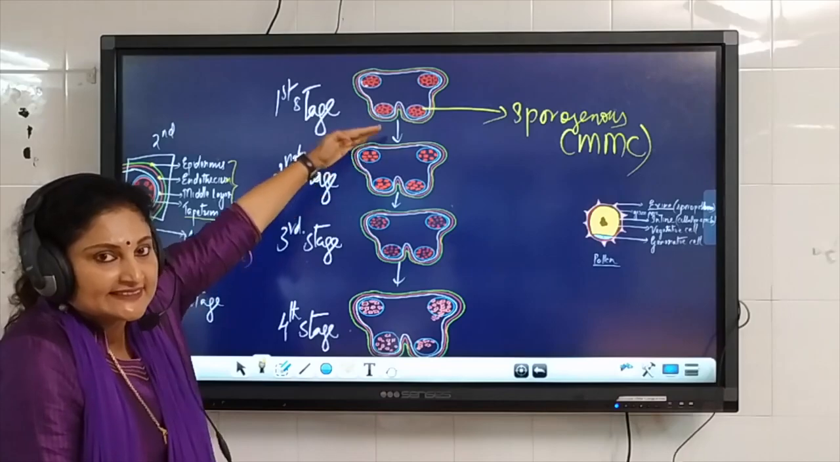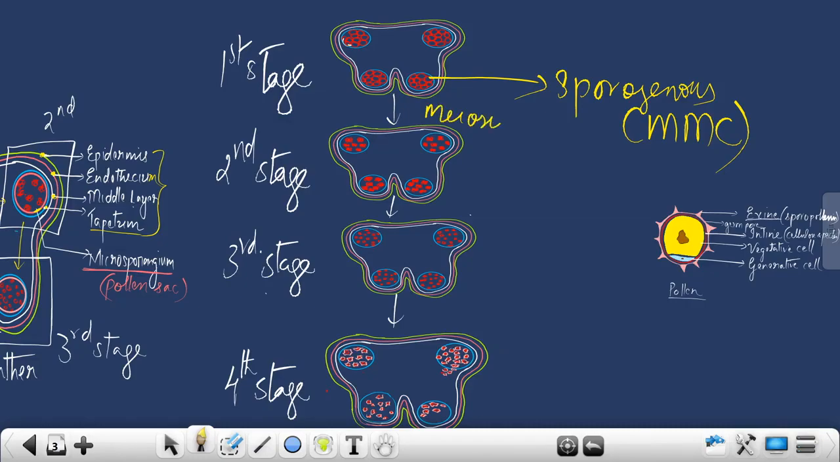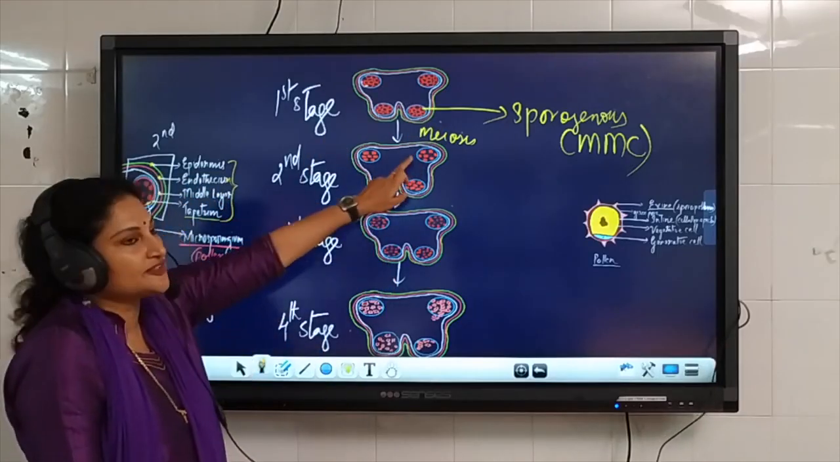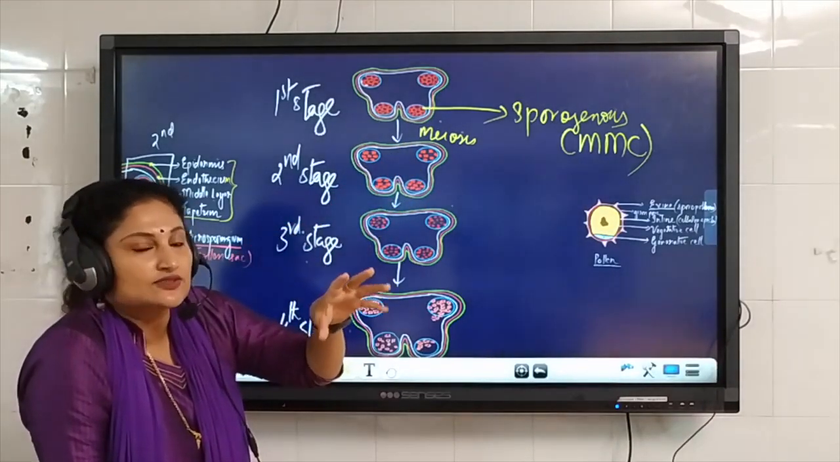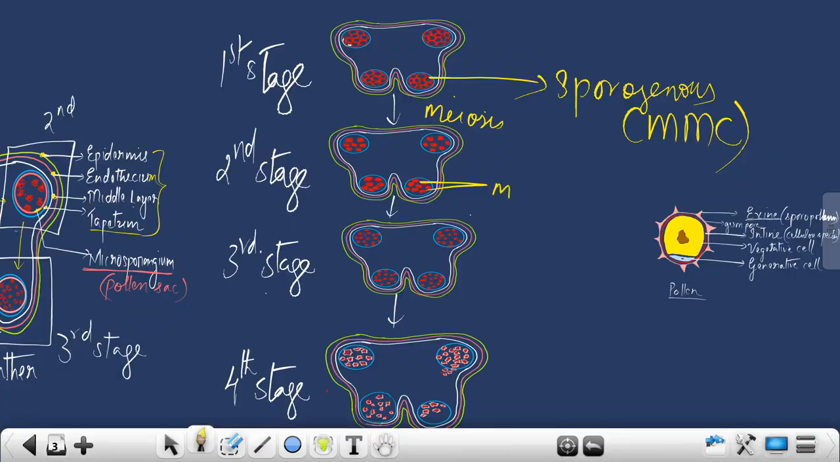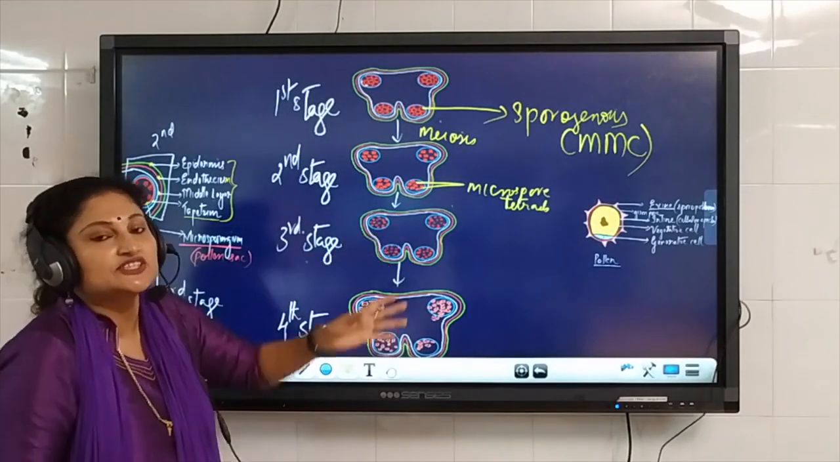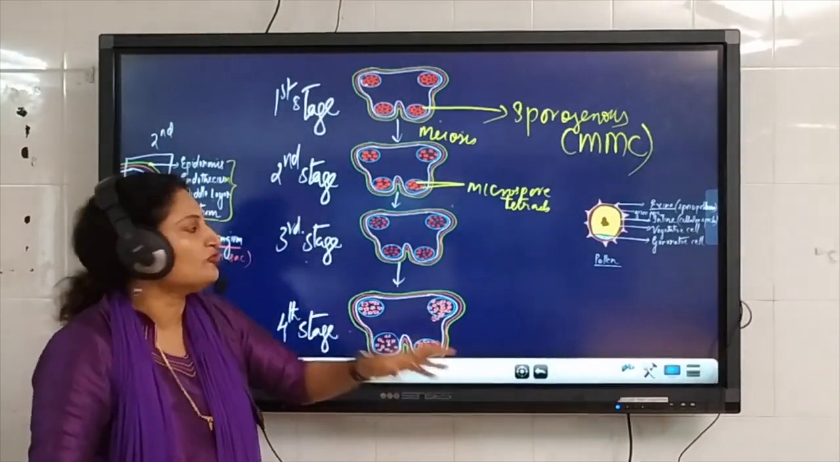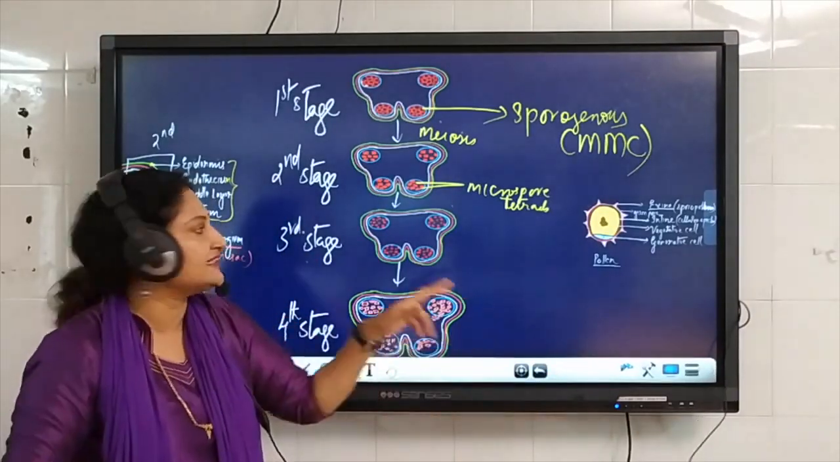Next, the second stage. Second stage is as the anther matures. What happens? The process of meiosis occurs. Meiosis occurs and the sporogenous cells give rise to microspores. And the microspores occur as clusters. And these are called microspore tetrads. Again, on further maturity, third stage, only one event is occurring, dissociation. The microspores separate from one another. So you can see the third structure, the clustered microspores detach from each other and they are seen separated.